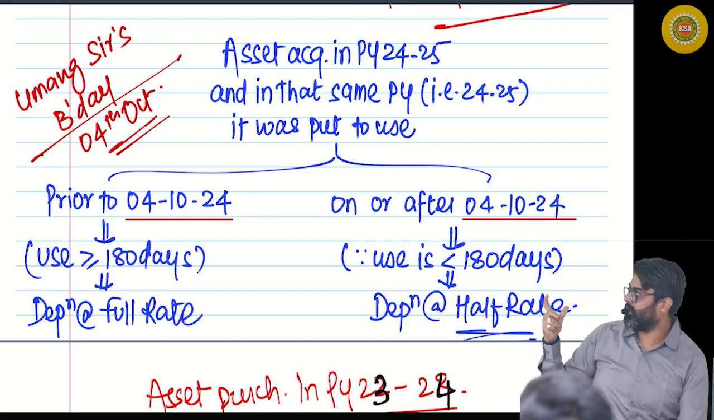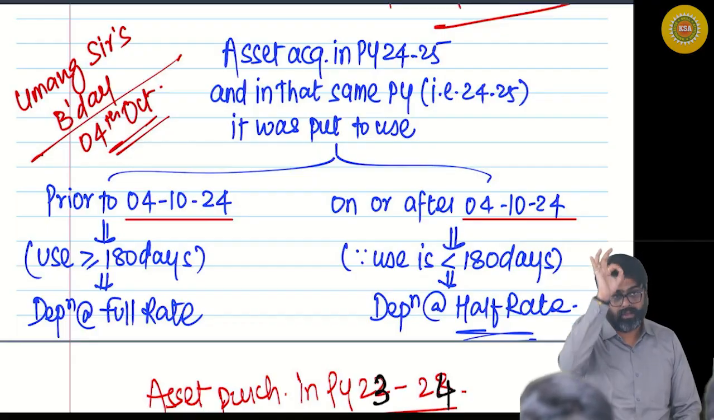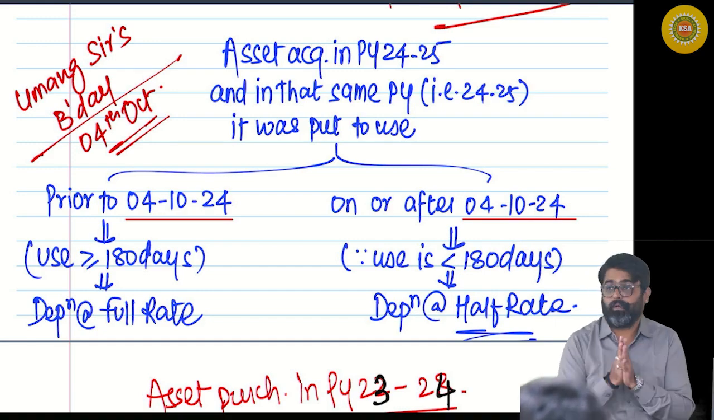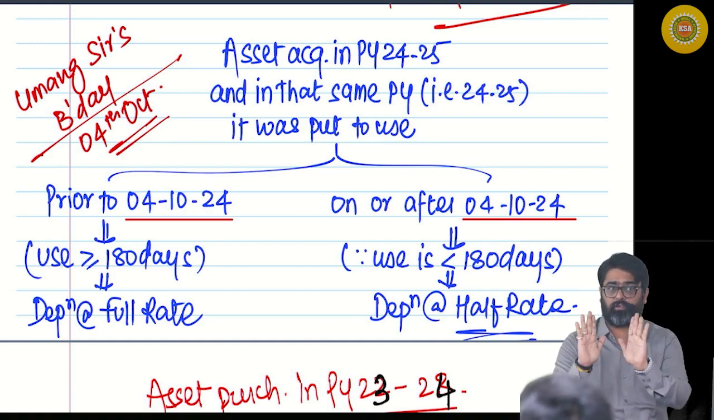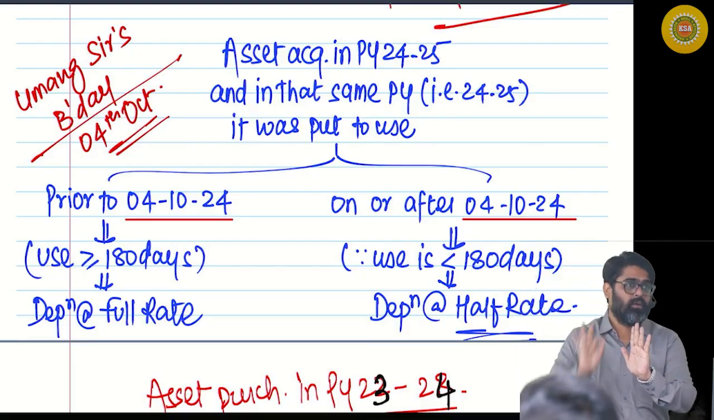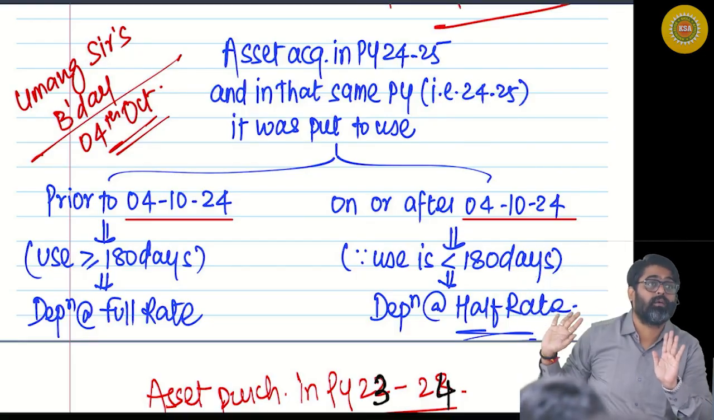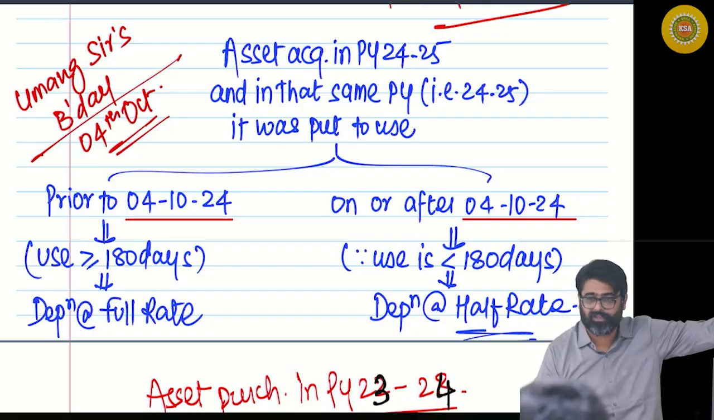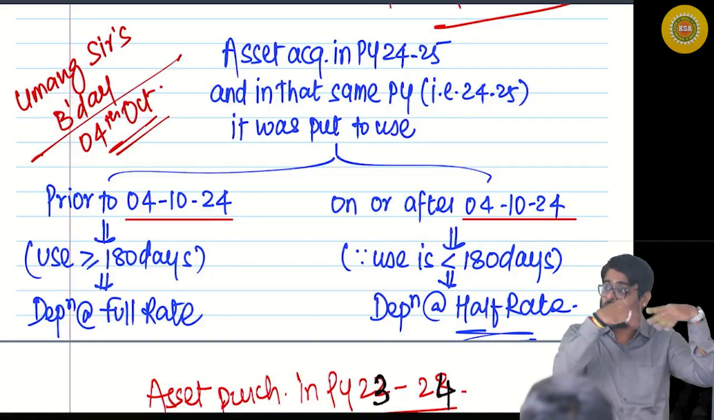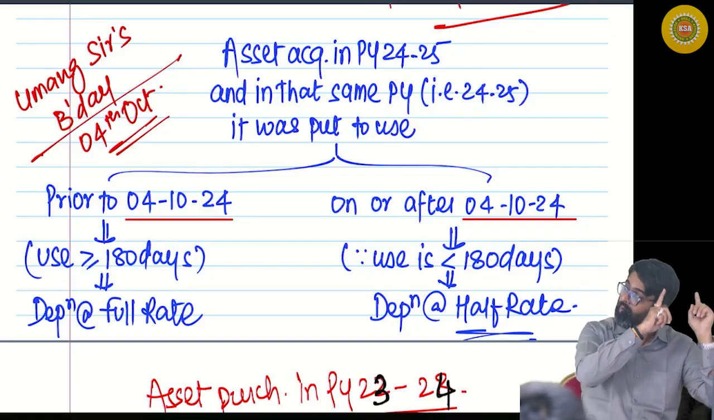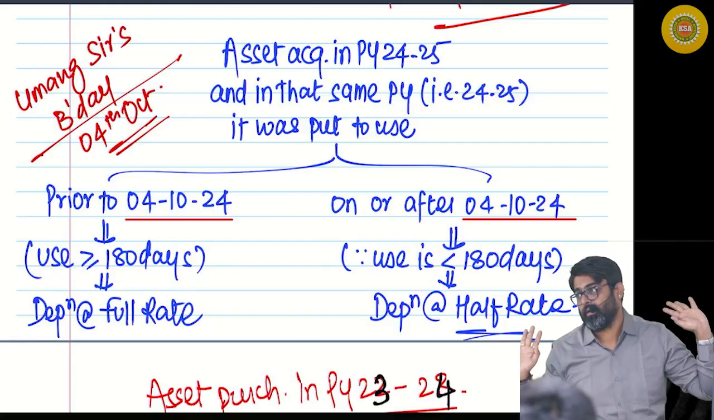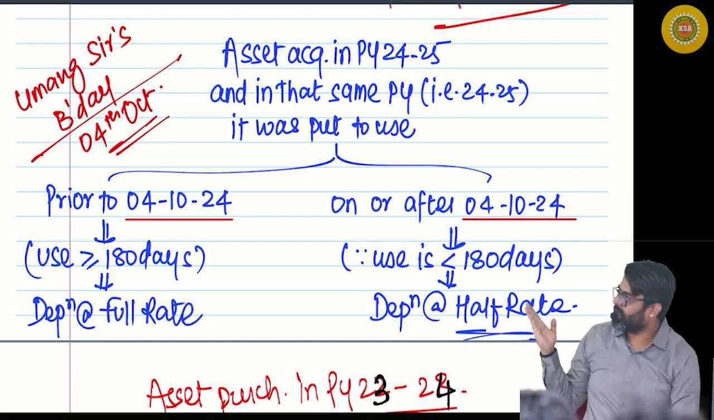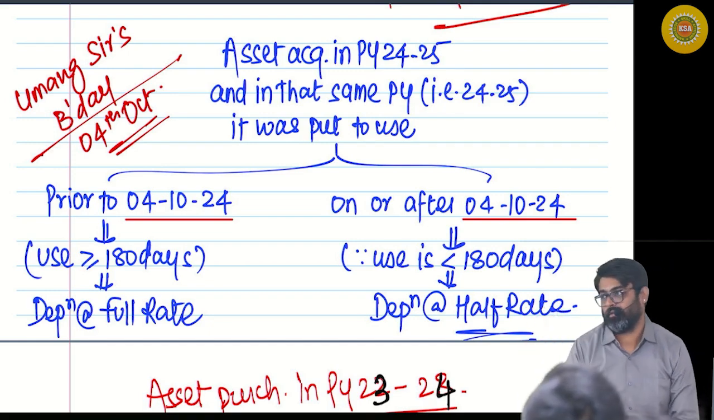The number of days you are going to count only in the year in which the asset is acquired. Request you not to count the number of days for any other year. Full year depreciation, full rate. Even if the asset is used for 2 days, even if used for 5 days, whatever the number of days used, in the later years depreciation is always for full year at full rate. The half rate is applicable only in the first year. And now you are not supposed to calculate also.